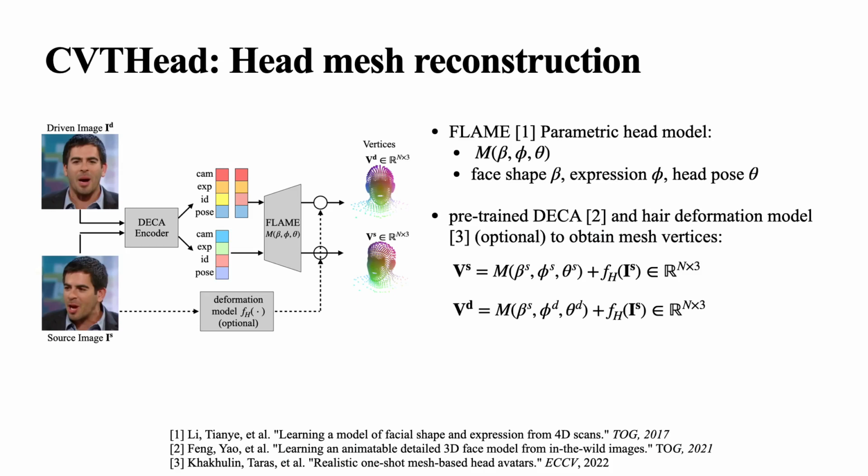We consider the FLAME model as the parametric model for the head mesh reconstruction. In detail, we utilize the pre-trained DECA model to obtain the 3D vertices from both the source image and the driver image. We can also use a pre-trained deformation model to augment the hair and shoulder region, but we found that this model is optional in our framework. By exchanging coefficients, we can obtain the 3D vertices for both source and driver image while maintaining identical shape coefficients.